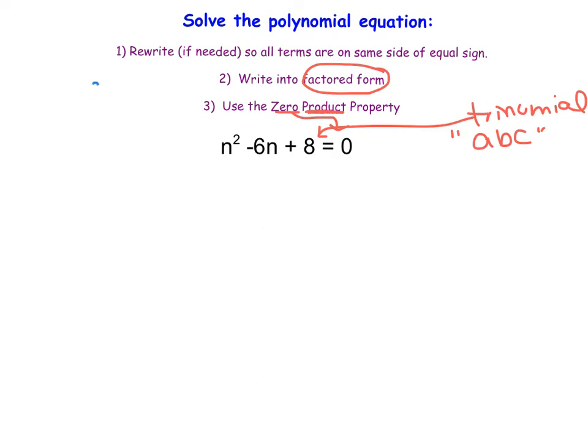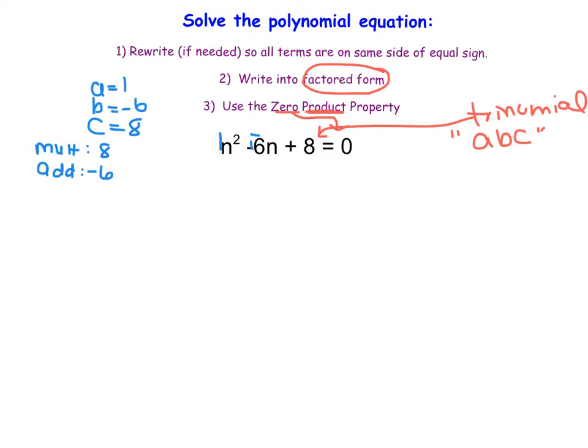I'm going to start by finding A, B, and C. A is my coefficient of n squared, which is 1. B is my coefficient of n, which is -6. And C is my constant value by itself, which is 8. So here I found my A, B, and C values. Now I need two numbers that multiply to A times C, which is 1 times 8, so they multiply to 8 and add to B, which is -6.